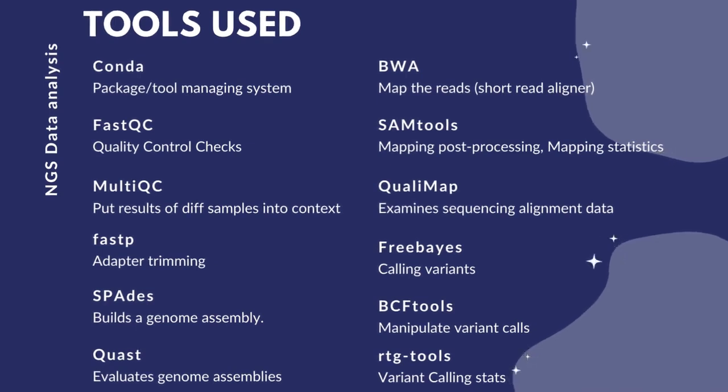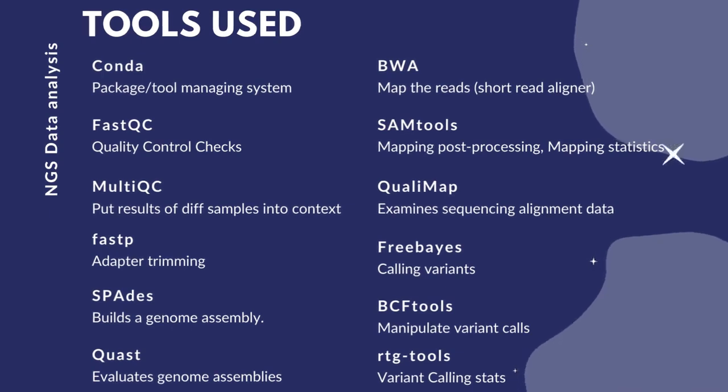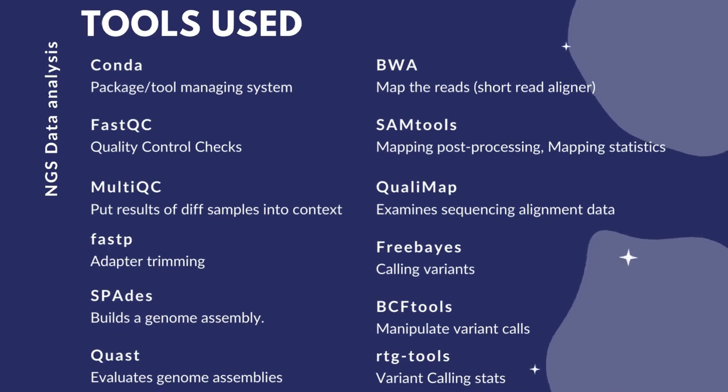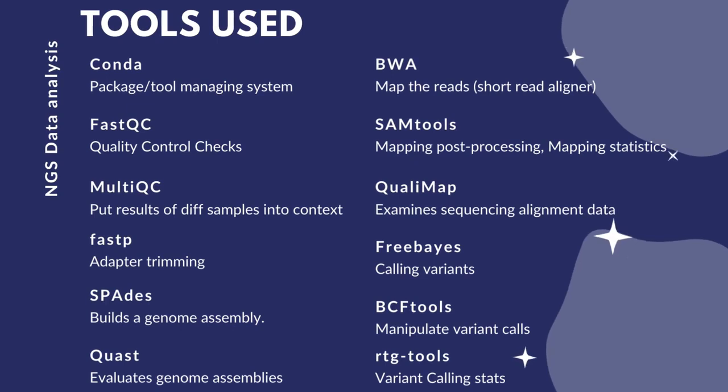Then we'll be creating a genome assembly for our ancestor. We are going to use the quality trimmed forward and backward DNA sequences and use a program called SPAdes to build a genome assembly. For the assembly quality assessment step, we'll be using QUAST, Quality Assessment Tool, which evaluates genome assemblies by computing various metrics.